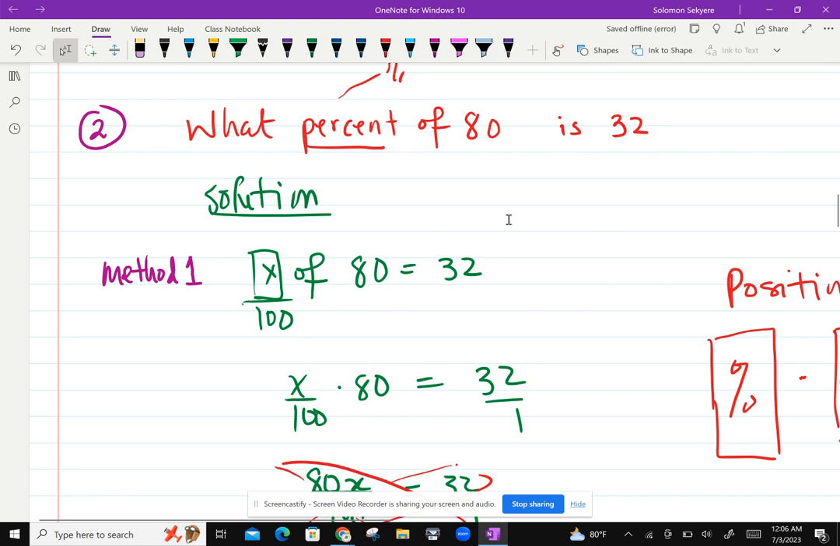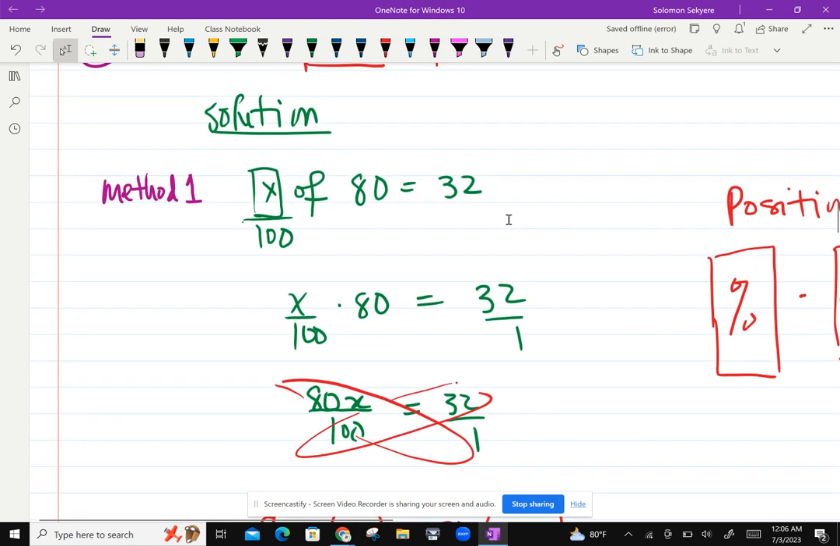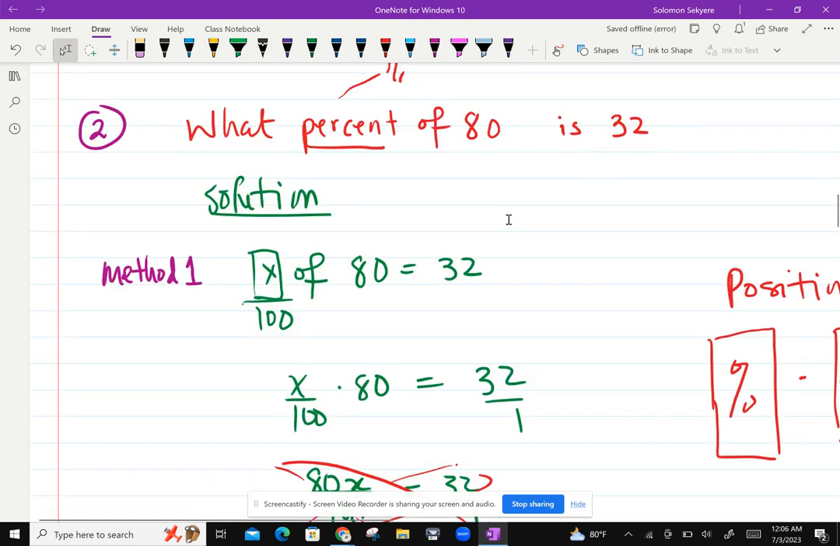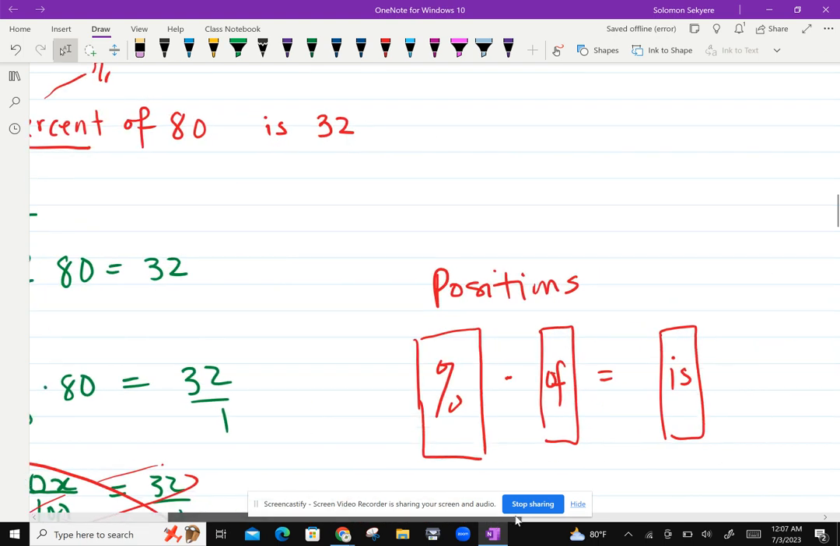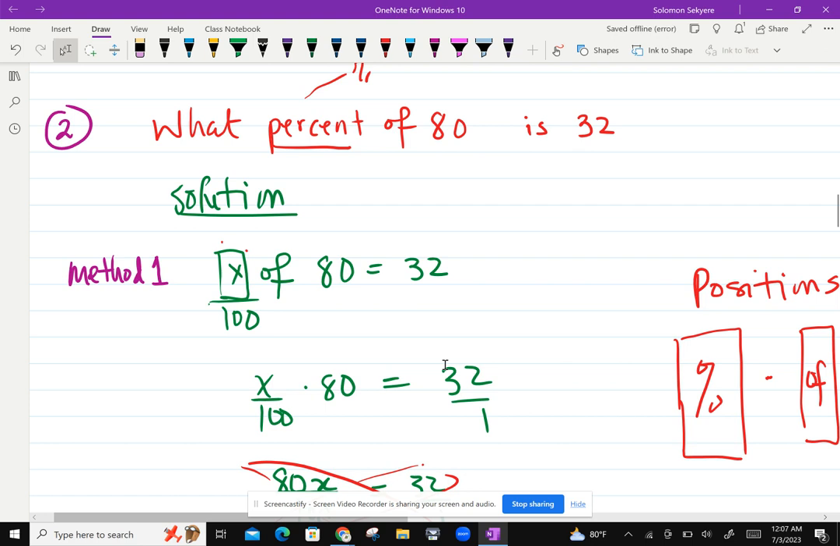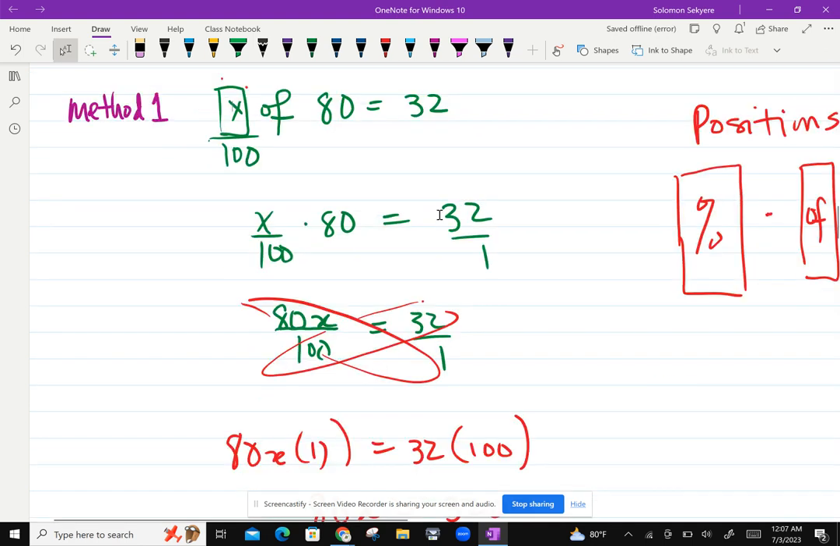Now, what have we been asked to do? What percent of 80 is 32? So you write it. Percent goes to the left, amount is on the right. We have this table to fill. What have you been asked to calculate? Percent. So the percent is x over 100. This x is the variable x, not a multiplication sign. So it is x over 100 times 80 equals 32.